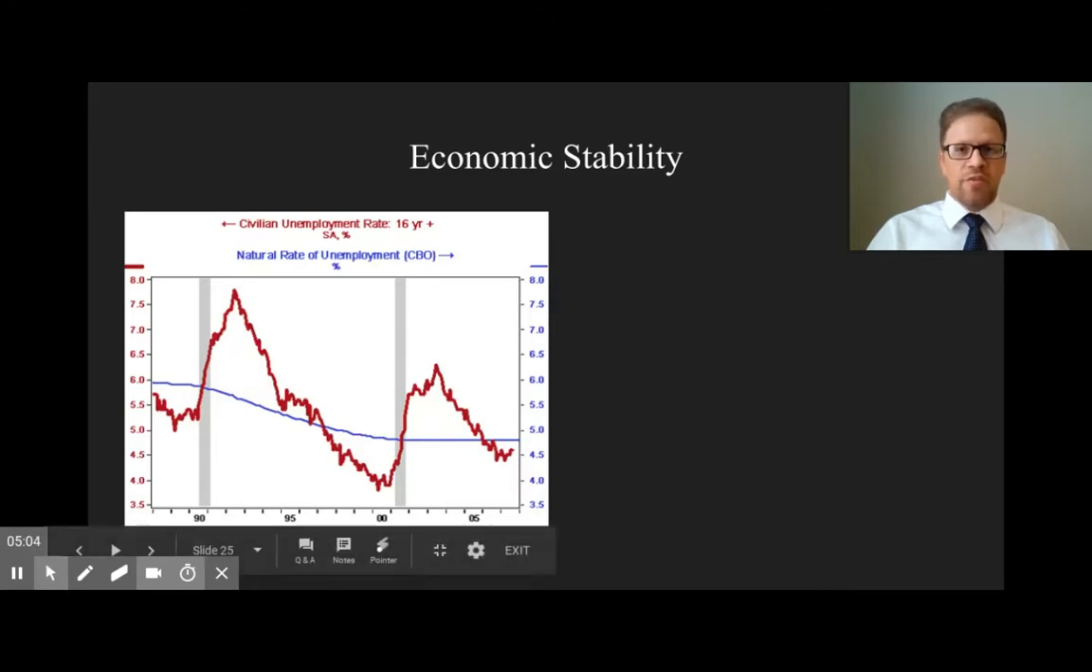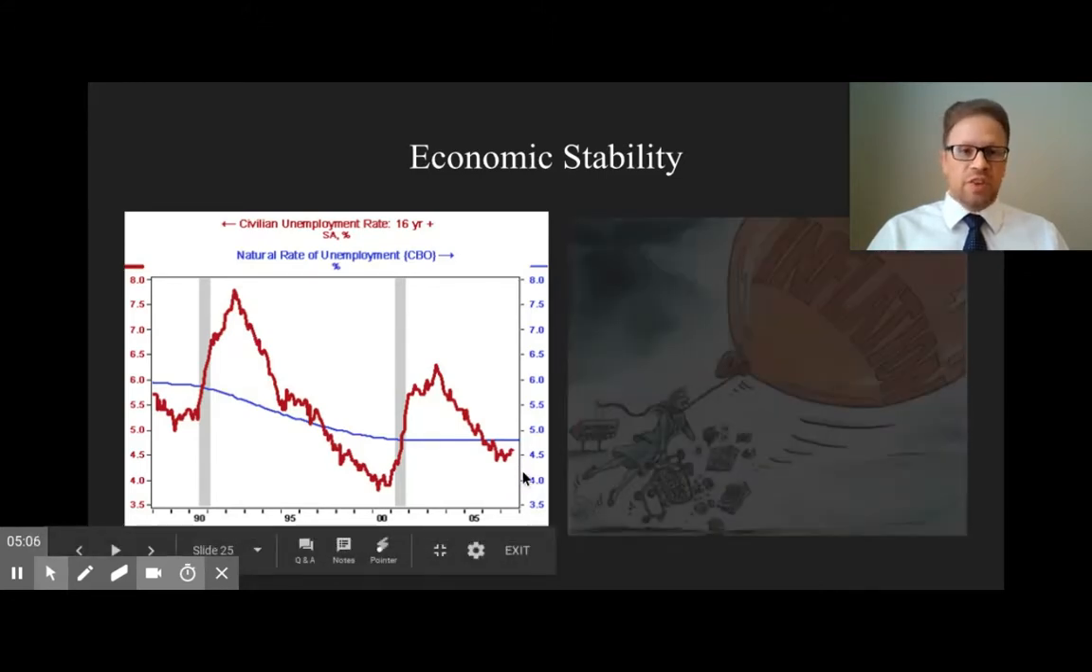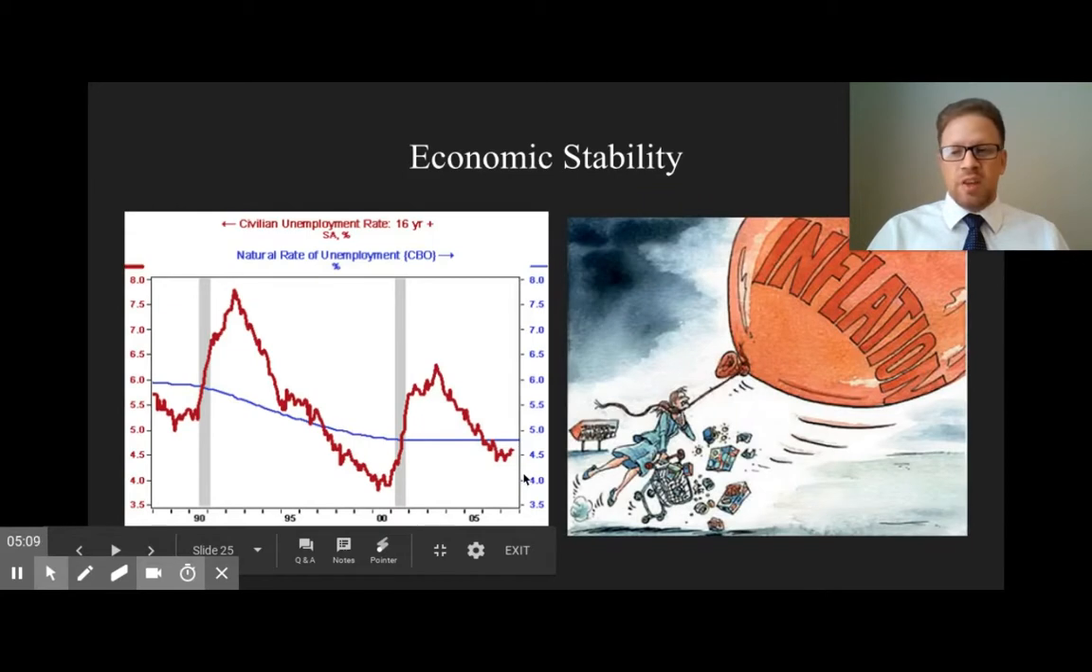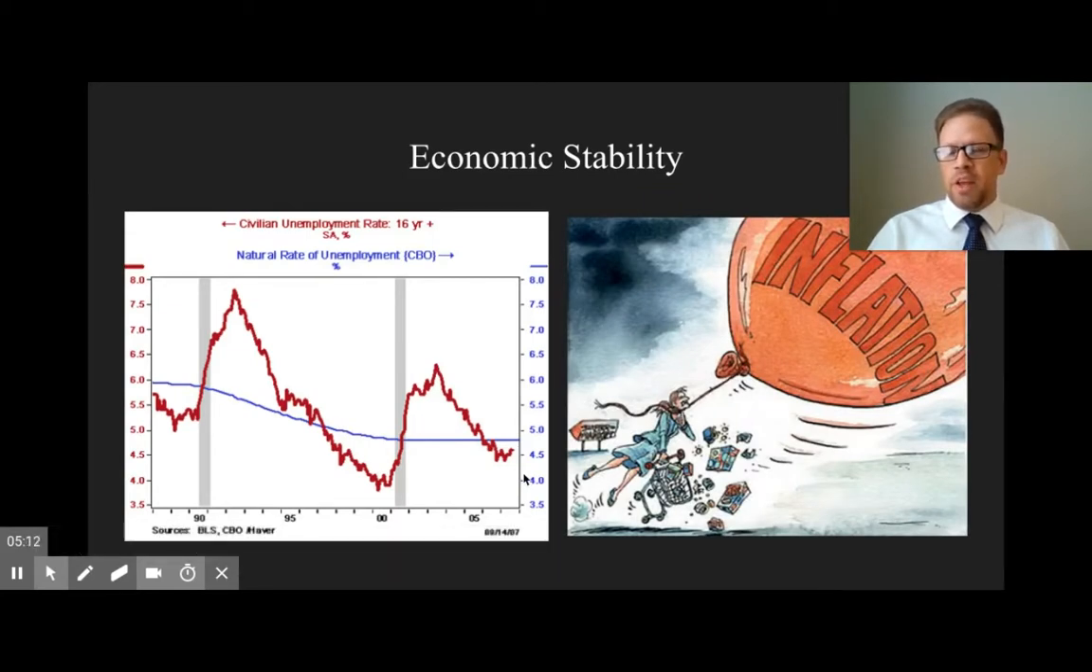Again, the other subset of economic stability is price stability, which means the avoidance of rapid inflation or deflation. Meaning, generally speaking, we don't like having widely varying prices for goods and services. We want to have a general idea of how much we're going to have to pay for things when we buy things.